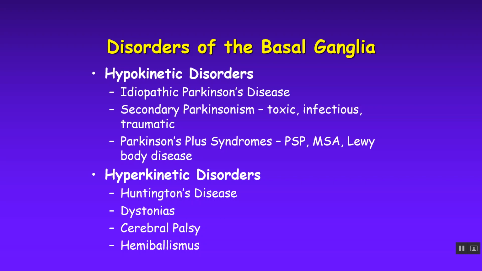those are caused by known entities. Idiopathic Parkinson's disease, we don't know why it happens. But there are things that can cause it; carbon monoxide poisoning is classic. When you have carbon monoxide poisoning, it selectively likes to kill striatonigral axons and dopamine producing cells.